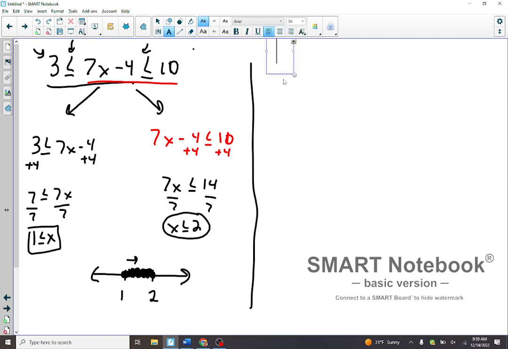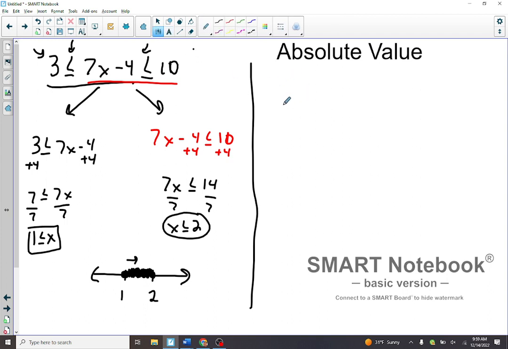All right. The third page is going to be absolute value. We did a little bit yesterday, but since I'm doing this as a review, I just want to go over everything. It's basically three pages. I'm sectioning it into three big parts.